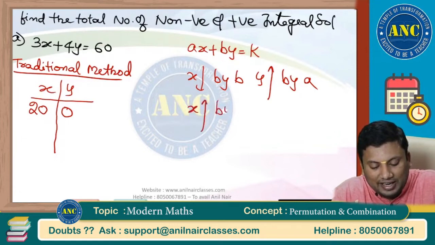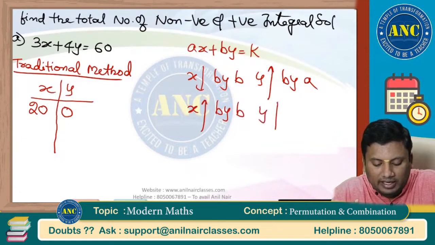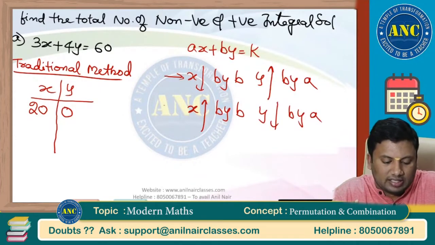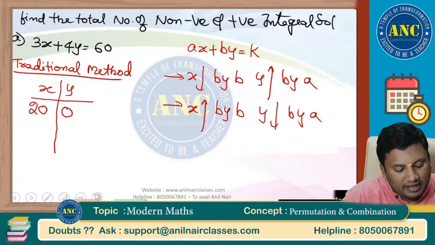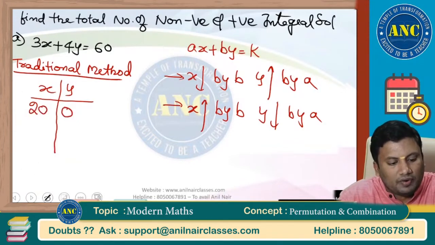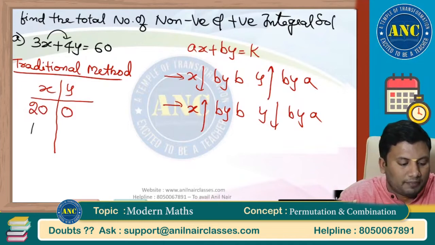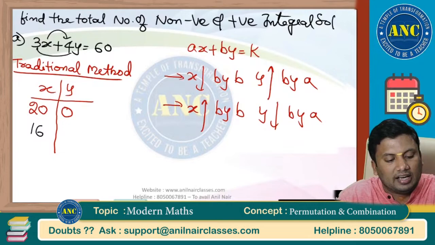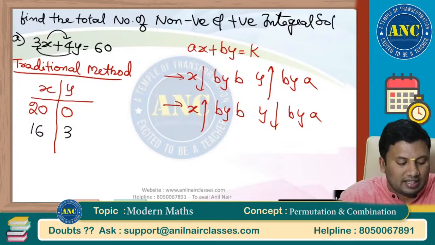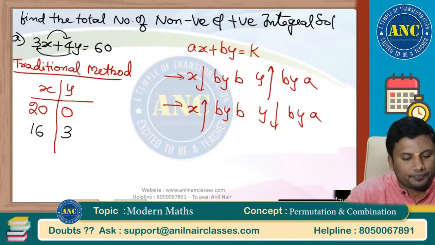If x increases by b, y will decrease by a. Now which case to take among these two cases? x can decrease, x can increase. If I take x decreasing, 20 decreases by 4, 20 minus 4 is 16. If x is decreasing, y is increasing. This is nothing but 3.